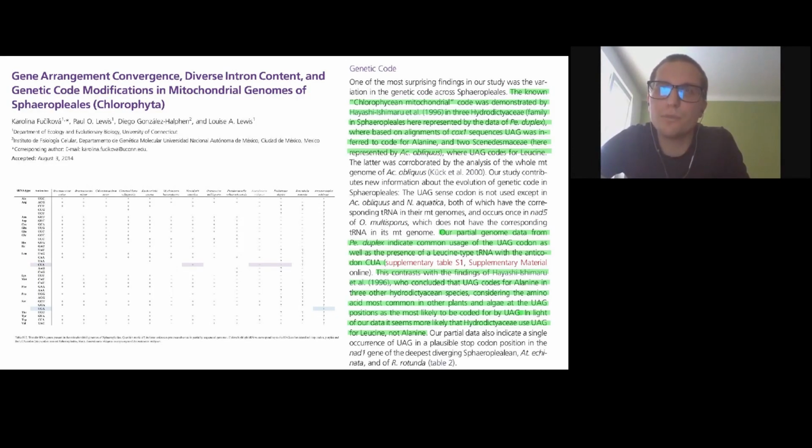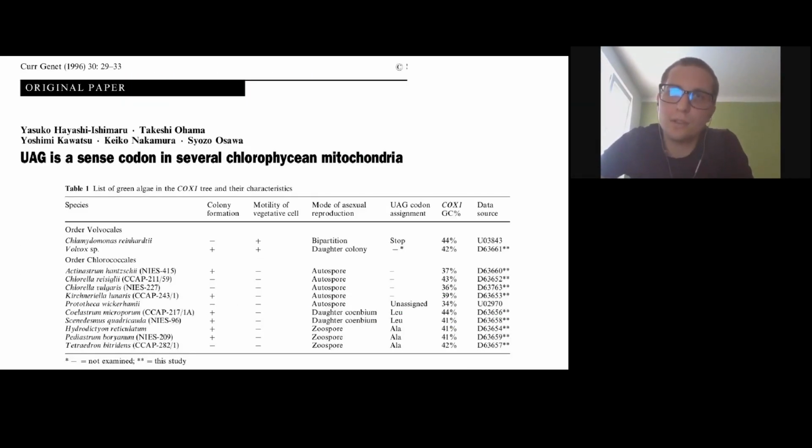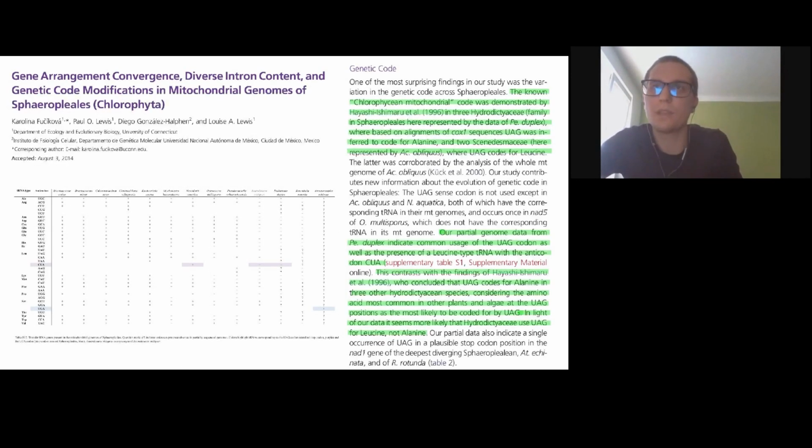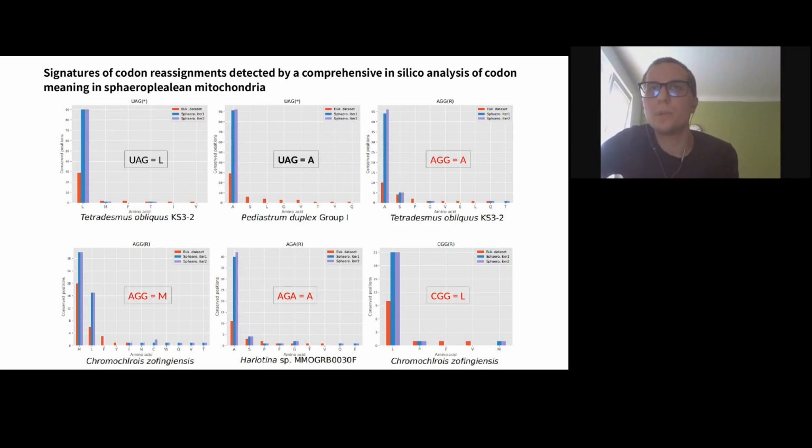But in 2014, there was a paper where they claimed that organisms which belong to Hydrodictyaceae are using UAG to encode leucine, as we can see in Scenedesmaceae. So if we go back here, it was known before our research, let's say, that UAG encodes leucine in this group.